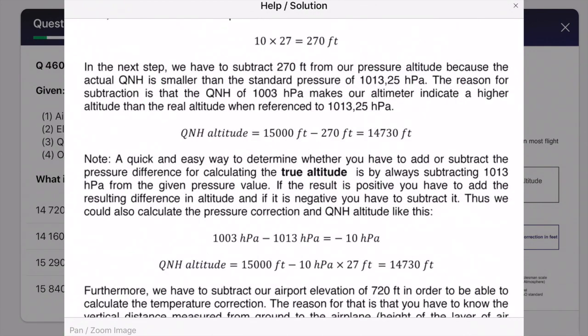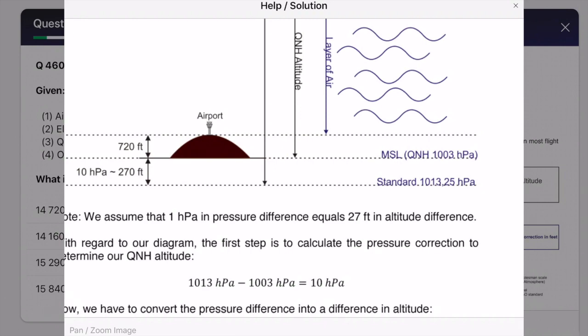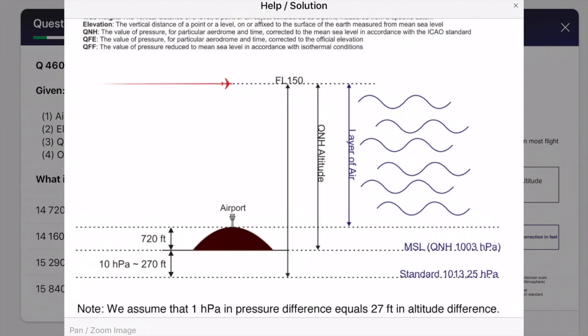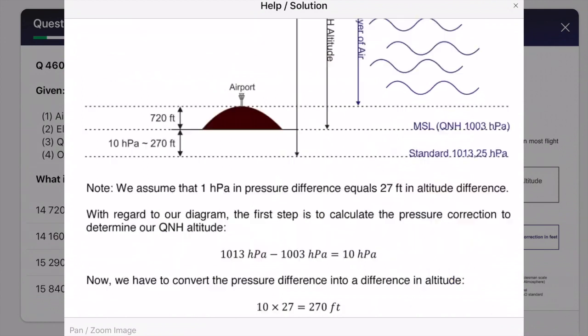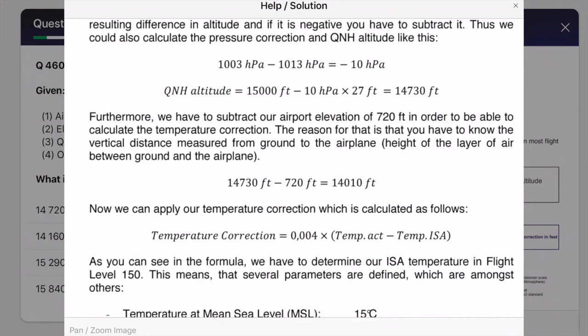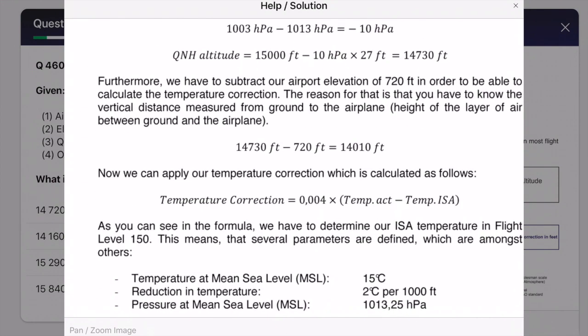I'll just show you again the layer of air, how it is displayed in our picture, so that you understand this more easily. You can see here the airport and then the aircraft. What we did is we tried to find out how thick this layer of air is. And when we have found out this value, we can apply our temperature correction now.